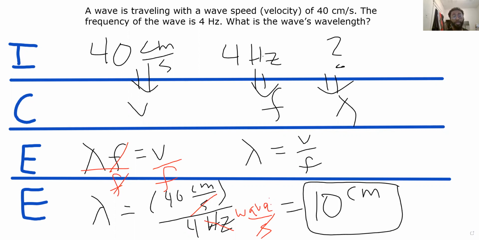Okay, sweet. So that is how you do these problems using the wavelength, frequency, and velocity equation. Hopefully this was helpful. Make sure to practice and review these.